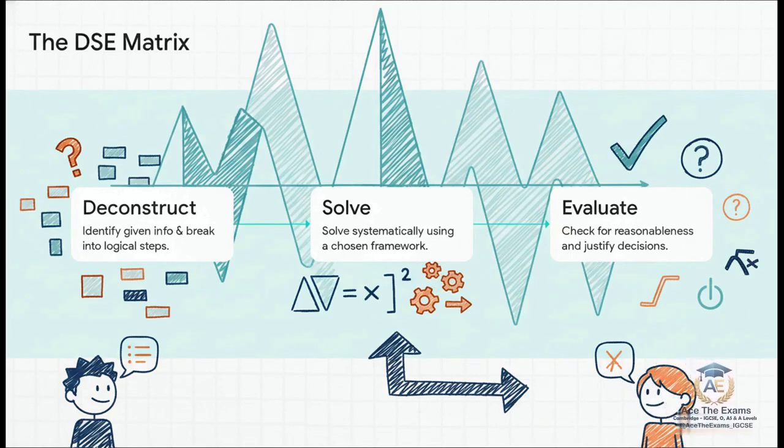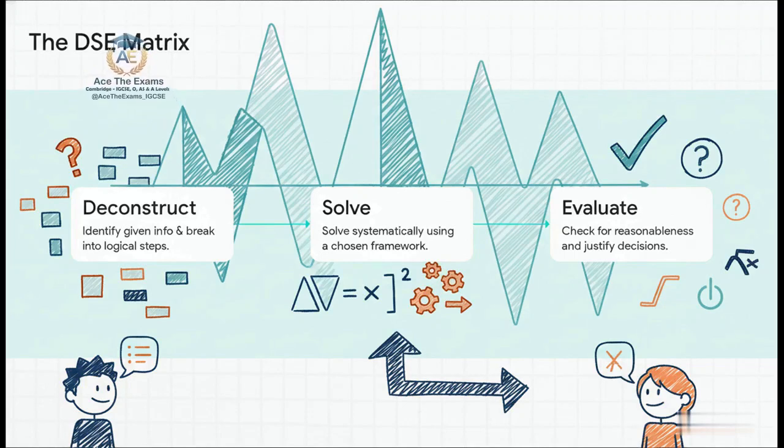I had to step in and give them the primary 3-step DSE problem-solving matrix required for modulus functions. Step 1. Deconstruct. You have to identify the given information and break it into logical steps. What exactly is the domain? What are the specific constraints of the graph? Step 2. Solve. You solve systematically using a carefully selected analytical framework. Are you splitting it into positive and negative cases, or are you squaring it? You have to choose wisely.